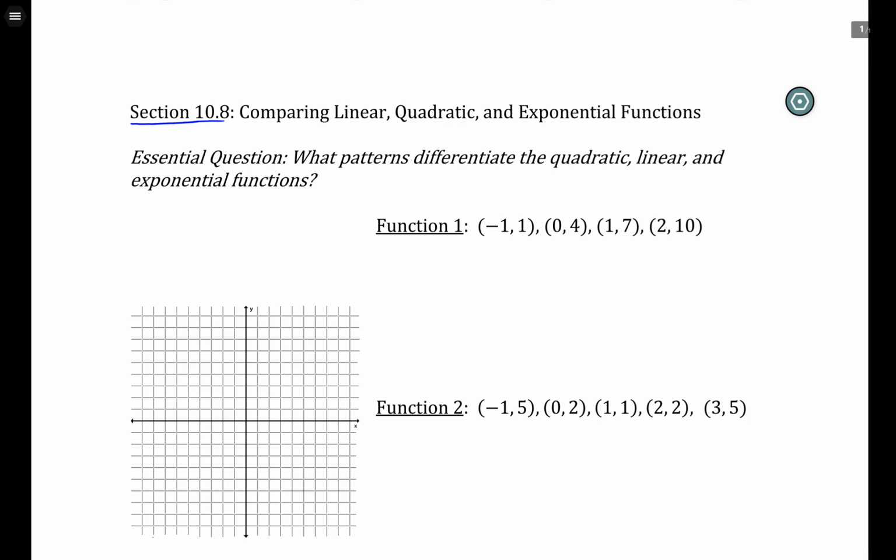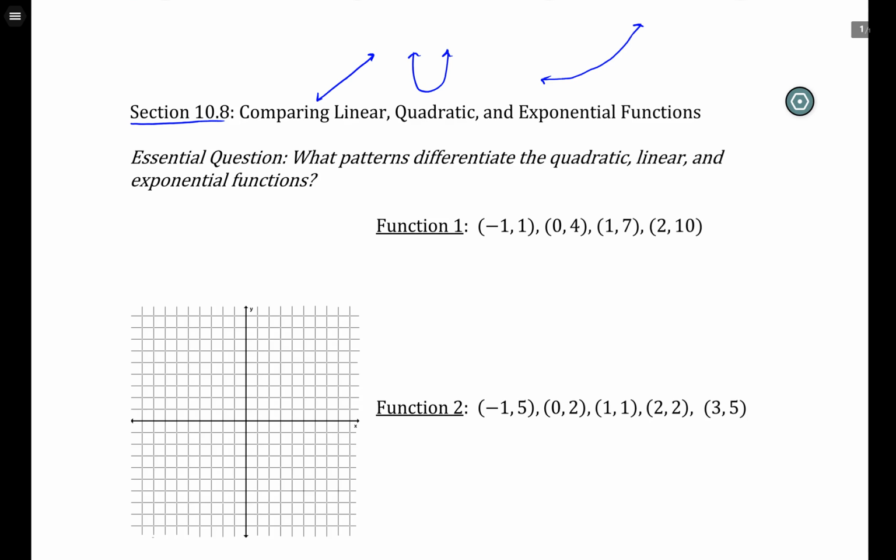Remember, we started the year looking at lines, right? And now we're doing quadratics. In between that, we did those exponential functions. They were the things that kind of started slowly and then took off. So our essential question for today is, what patterns differentiate quadratic, linear, and exponential functions? Like, how can I tell which one is which? What patterns do they follow, and so forth? Not just by looking at the graph, but also by looking at the points.